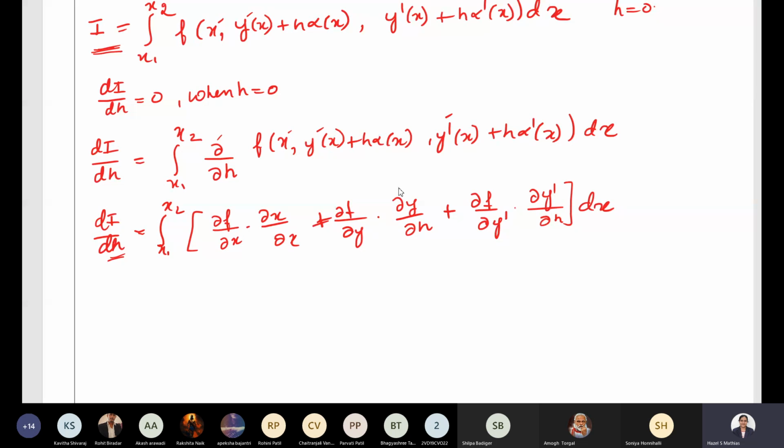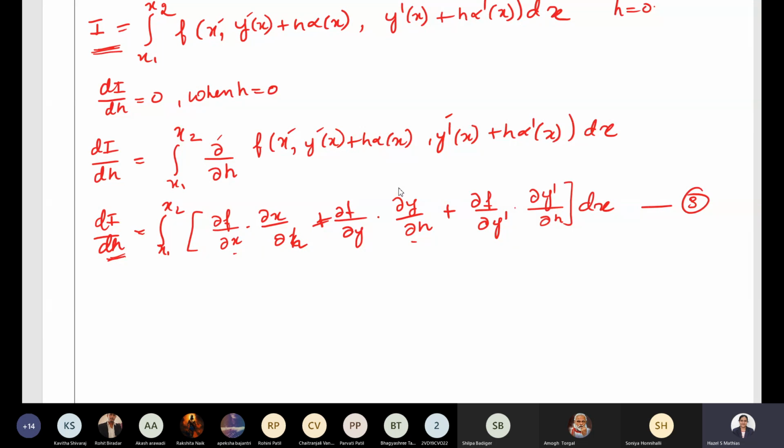You have a function f which has three variables x, y and y dash, and we are differentiating with respect to h. That's why it is ∂f/∂x into ∂x/∂h, ∂f/∂y into ∂y/∂h, ∂f/∂y dash into ∂y dash/∂h. This is using the chain rule. Let's take this as the third equation.